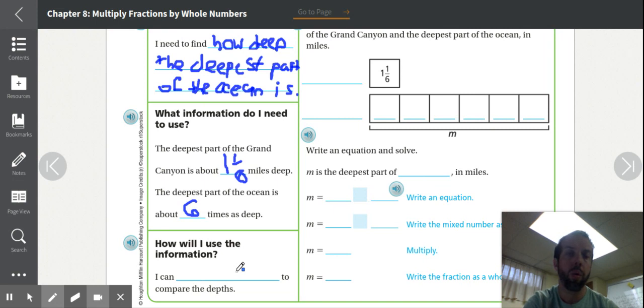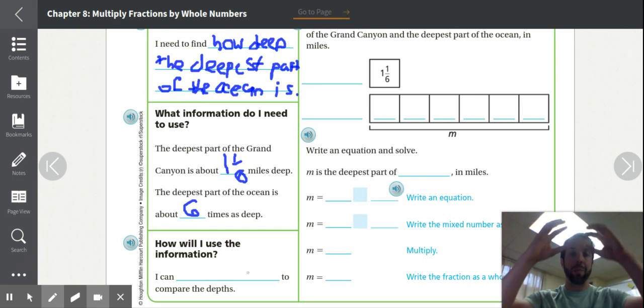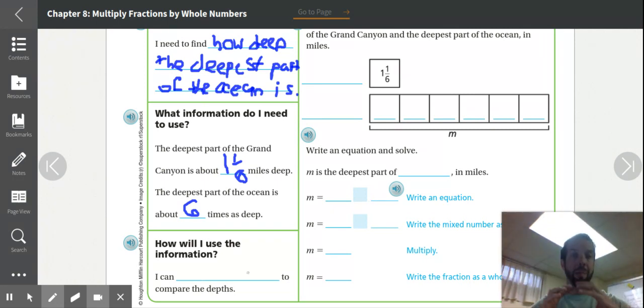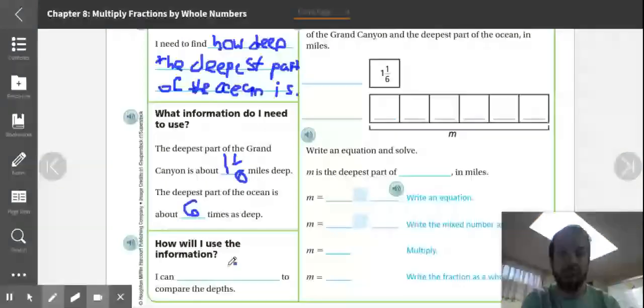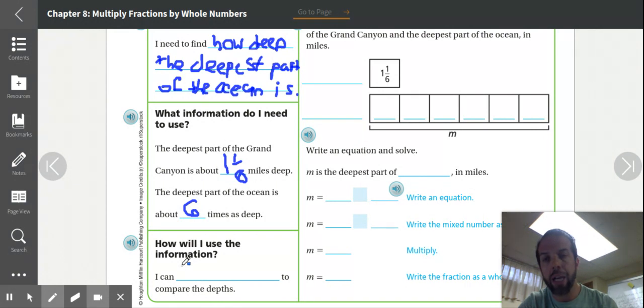Something that's really important to know about these types of problems: which one's going to be deeper, the Grand Canyon or the deepest part of the ocean? Well, think about it. The language here is important. If it's saying the deepest part of the ocean is 6 times, that means I'm taking 1 1/6 and timesing it by 6. So the ocean is actually going to be deeper. All right. So how can I use this information? I can draw a comparison model. So I'm just going to write draw model.